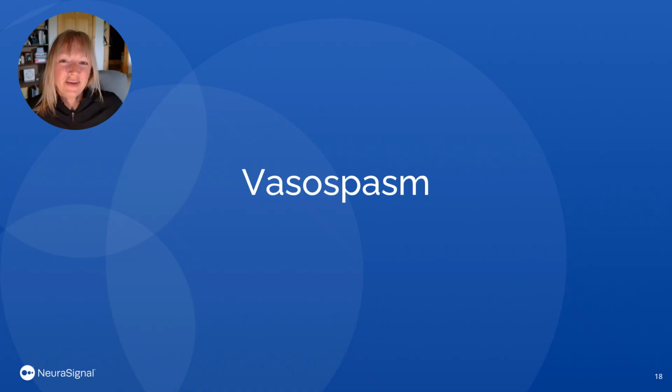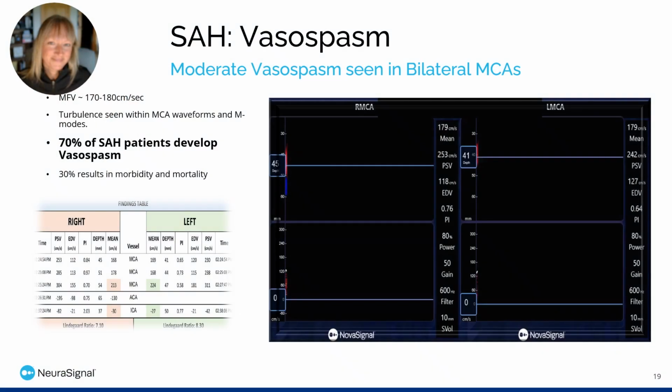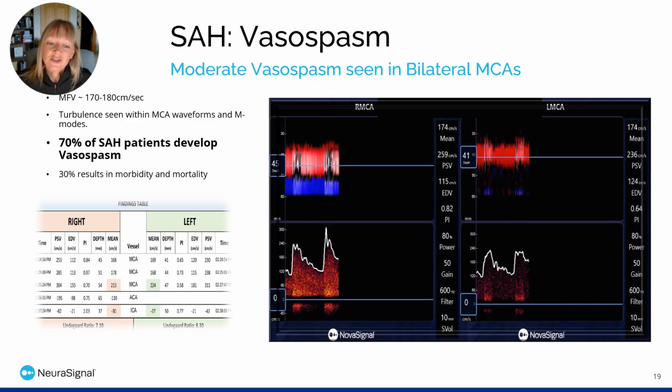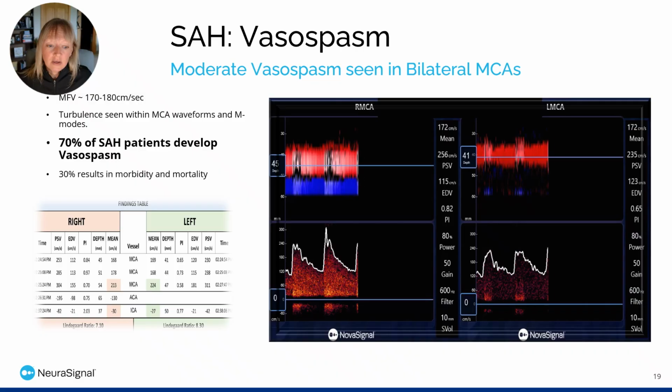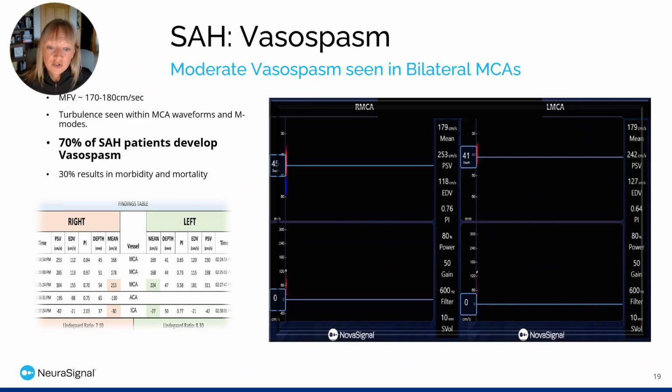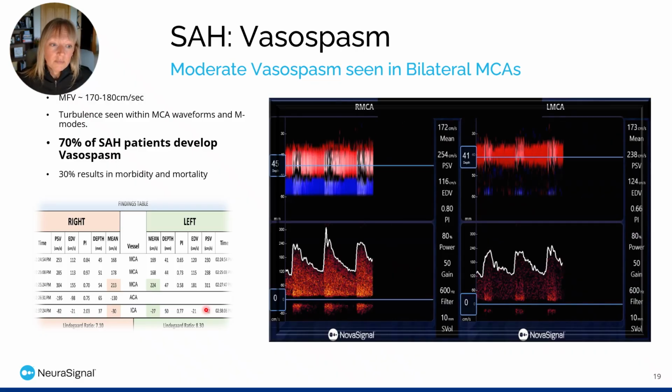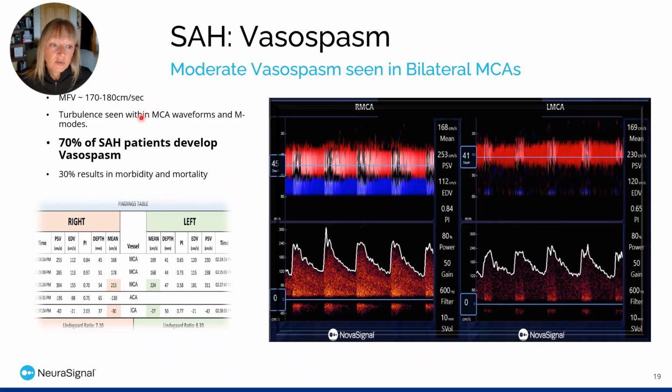Next, we'll review briefly vasospasm. Comprehensive stroke centers require TCD. So vasospasm is one of the most common applications TCD is used for. When we find vasospasm on TCD, there will be a high pitch, as you can hear here. And vasospasm will be common in our subarachnoid hemorrhage patient population. 70% of subarachnoid hemorrhage patients will develop vasospasm.